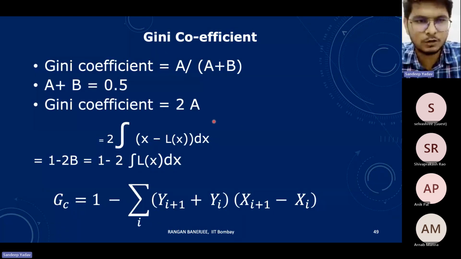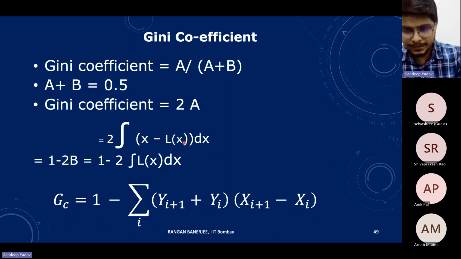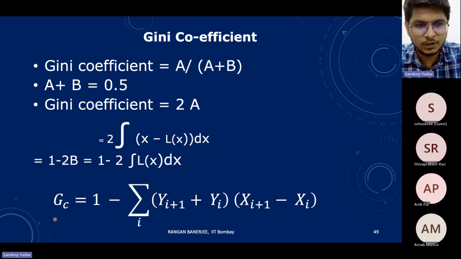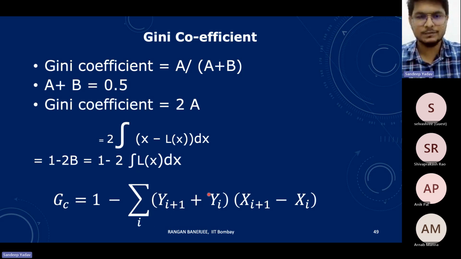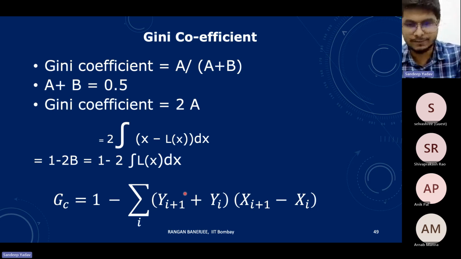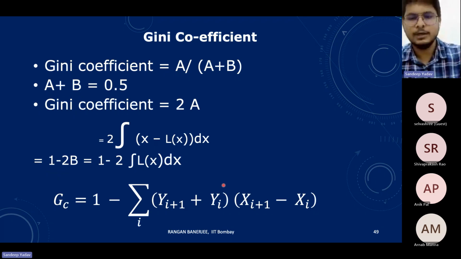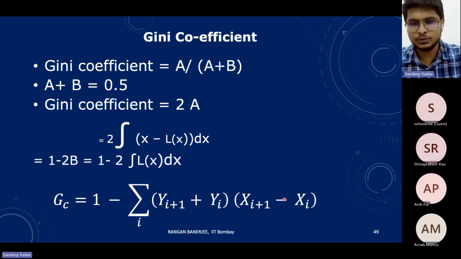So this is the formula of the Gini coefficient: 2 into the summation of x minus Lx upon dx. This is just a mathematical representation, and this is the Gini coefficient calculation. I will explain this formula when we derive the numericals, because it is the area of a trapezoid, as you can see.